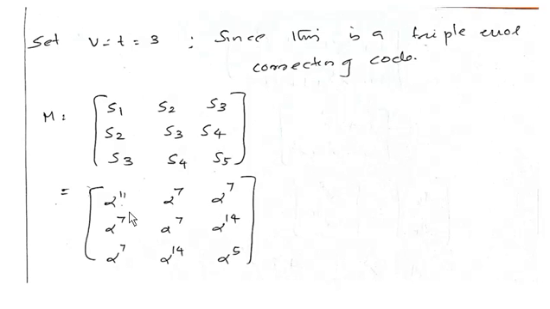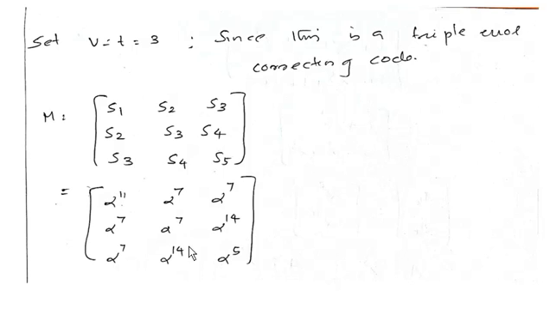For finding the determinant we can use the determinant equation as usual. So alpha raised to 11 into alpha raised to 7 into alpha raised to 5 minus alpha raised to 14 into alpha raised to 14. Here minus and plus are the same because it is modulo 2 addition. So we can write it as alpha raised to 11 into alpha raised to 7 into alpha raised to 5 plus alpha raised to 14 into 14 plus alpha raised to 7 into alpha raised to 7 into alpha raised to 5 plus alpha raised to 7 into alpha raised to 14 plus alpha raised to 7 whole into alpha raised to 7 into alpha raised to 5 into alpha raised to 7 into alpha raised to 14.